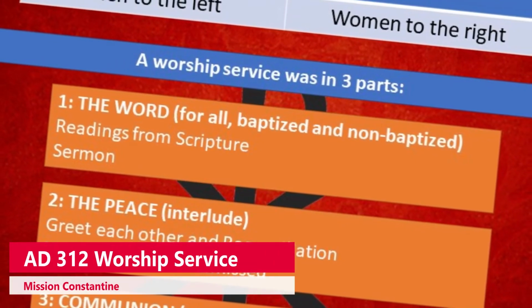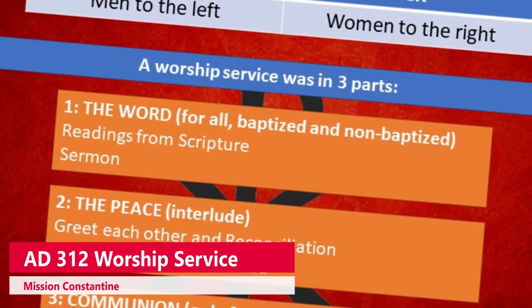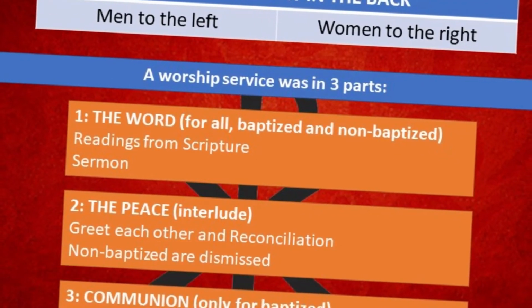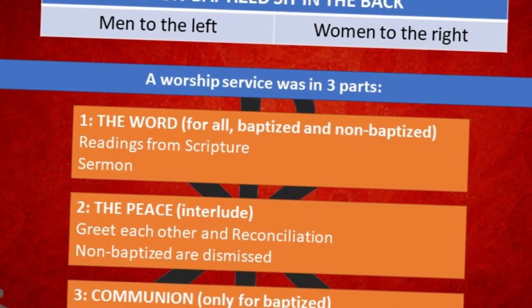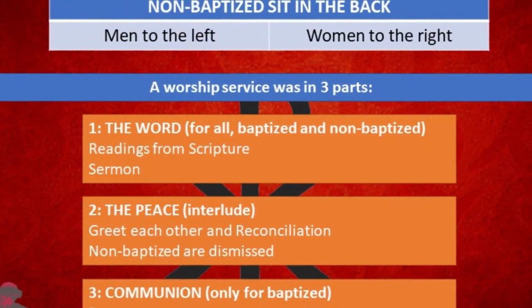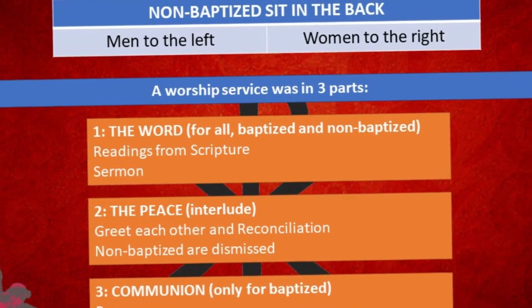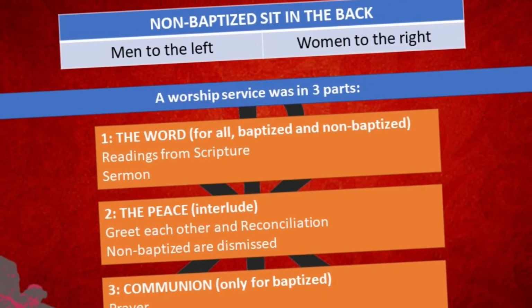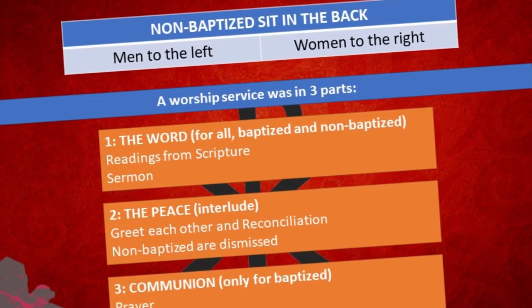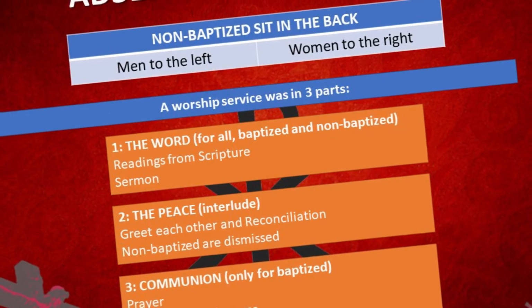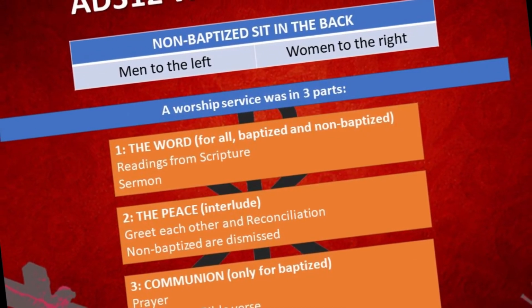The last thing I want to mention is the AD 312 worship service. As part of Mission 3, I recommend that you try to prepare an AD 312 worship service together with your students. Constantine wants to attend a worship service, and so we prepare one and try to make it as similar to what they did in 312.